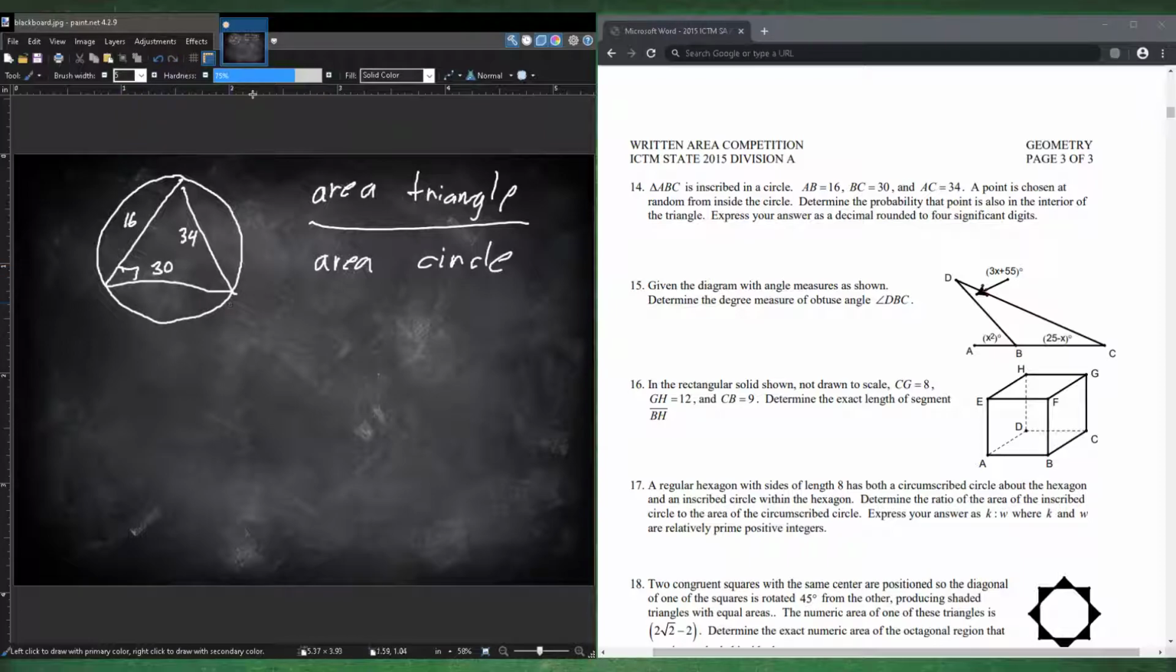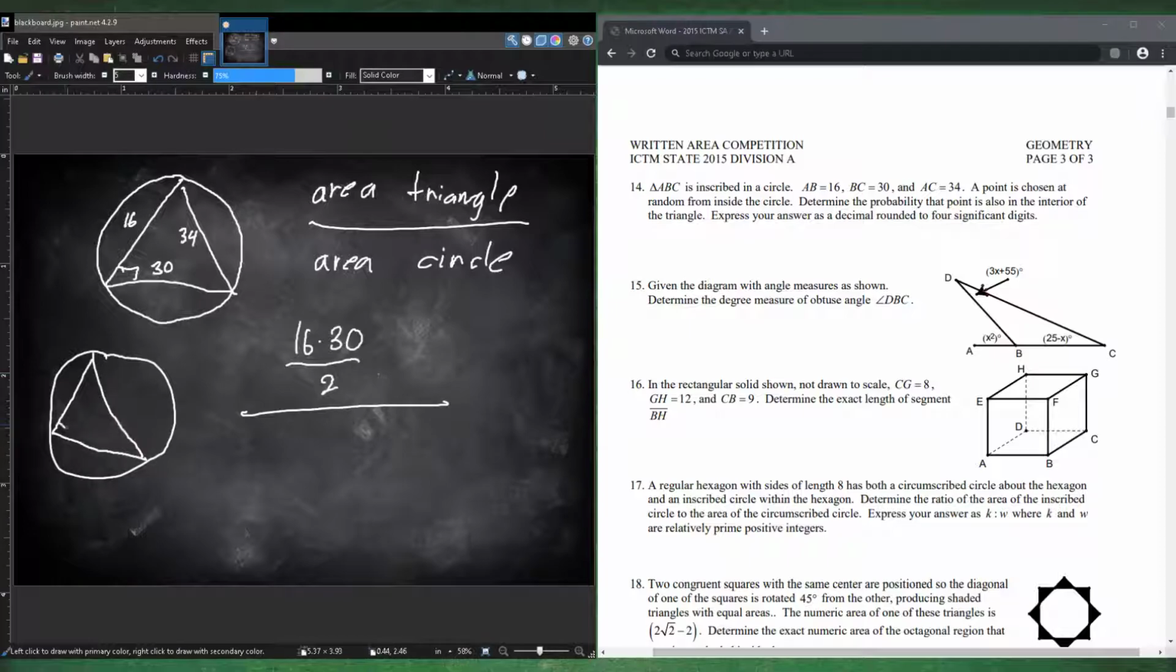So that means the area of the triangle is 16 times 30 divided by 2. So that's the area of this triangle. So what's the area of the circle? Well, first we need to find the radius. So for triangles, if it's a right triangle, I'll try my best to draw.